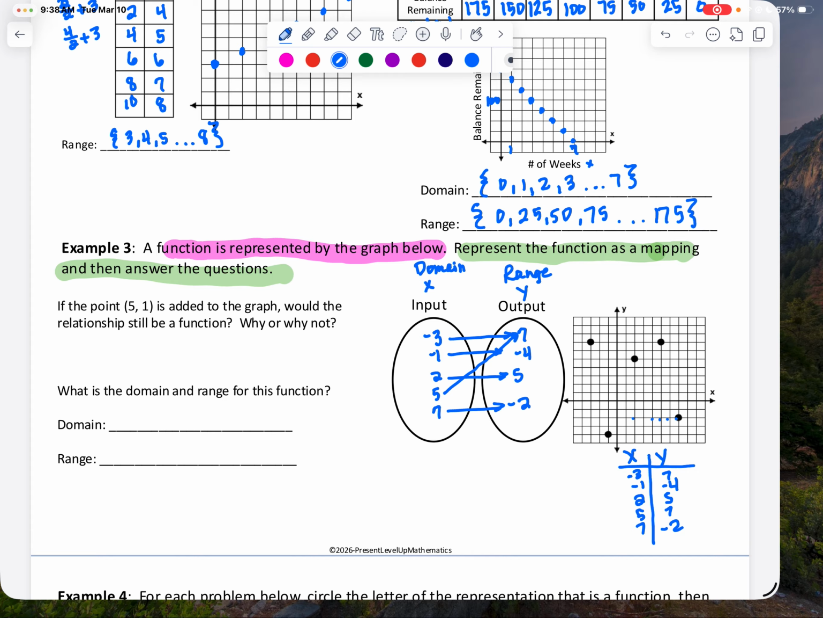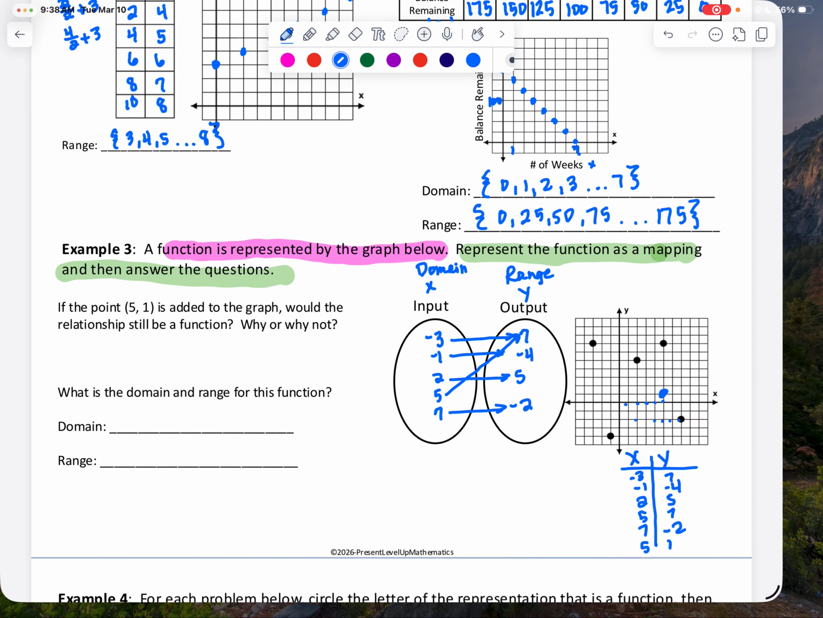All right, our first question is, if the point (5, 1) is added to the graph, would the relationship still be a function? Why or why not? So if I added (5, 1) to our graph, 1, 2, 3, 4, 5, 1, that would be a point right here, and then I'm going to add it to the table right here.